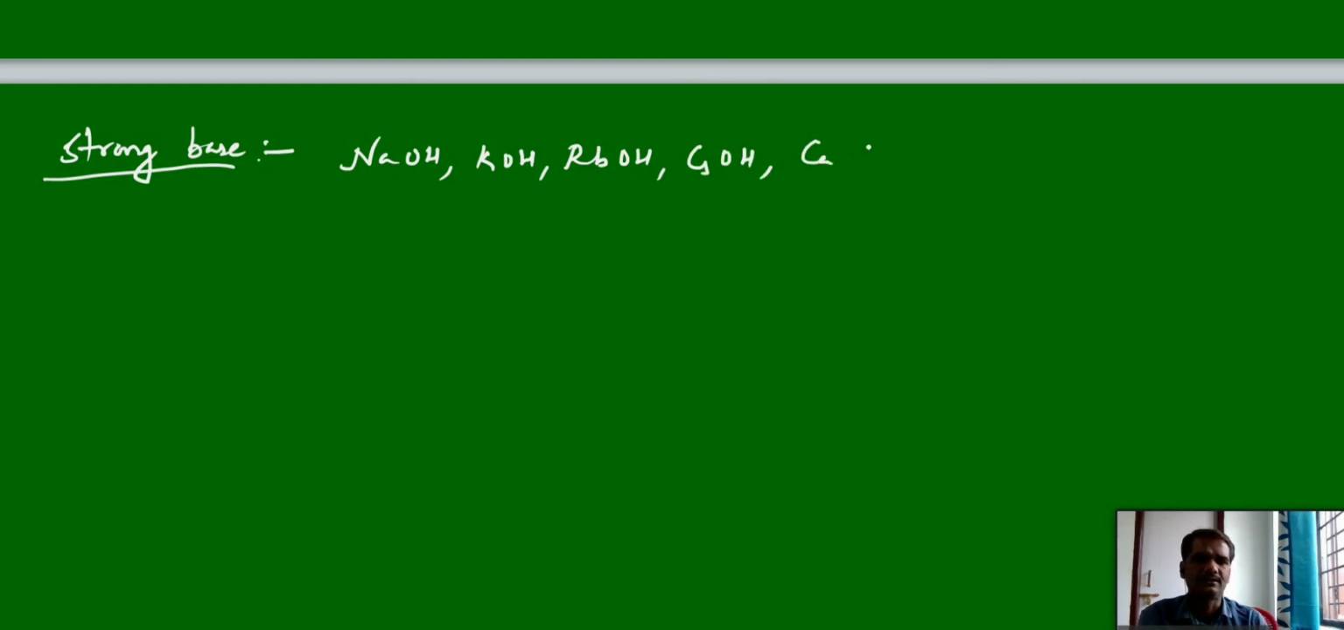First, strong bases. Mostly metal hydroxides, that is S-block metal hydroxides, first A, second A. You can take sodium hydroxide, potassium hydroxide, rubidium hydroxide, cesium hydroxide, and calcium hydroxide, strontium hydroxide, barium hydroxide, etc. This comes under stronger bases.